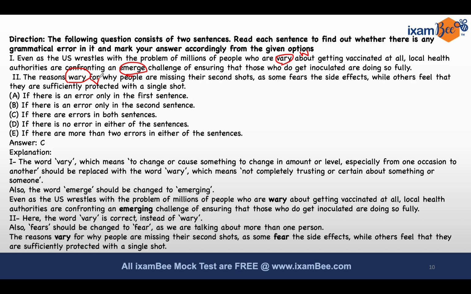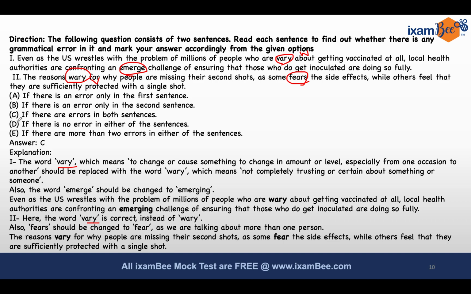Let's look at the answer. Okay. Look, the first thing we have already identified, the problem with wary. Look at the next one. The next one is also a problematic one. See, we have confused vary. It should be wary. So just swapping. First one is wary, second one is vary. So here vary should be used. Also, some fears, incorrect subject-verb agreement. It should be some fear. Okay? The side effects. So here our answer is C.